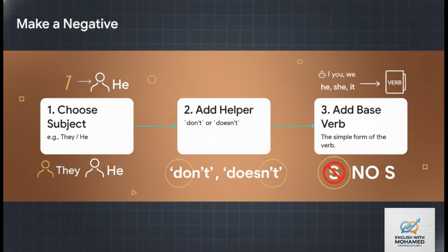Making a negative sentence is a really simple three-step process. You start with your subject, then you add the right helper verb, that's don't or doesn't. And here's the most important part. You always use the base form of the main verb. No S's at the end.